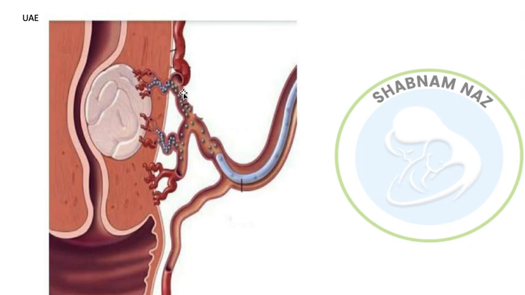What are its contraindications? Active infection of the genital tract, pregnancy, endometrial cancer, subserosal fibroid, submucosal fibroid. So these are its contraindications. How will you counsel the patient for uterine artery embolization?